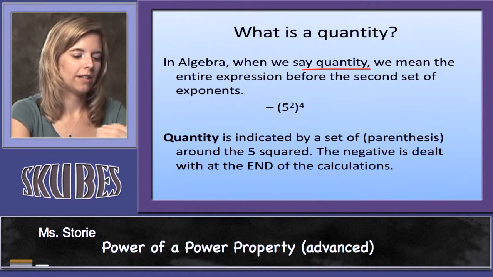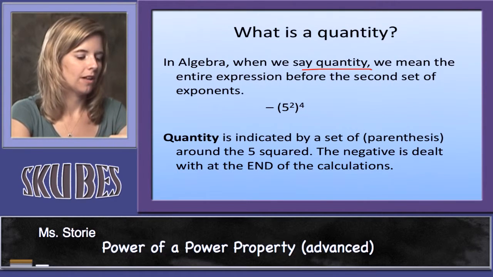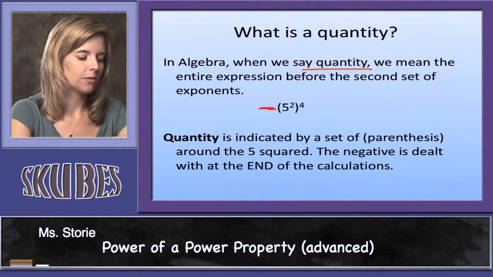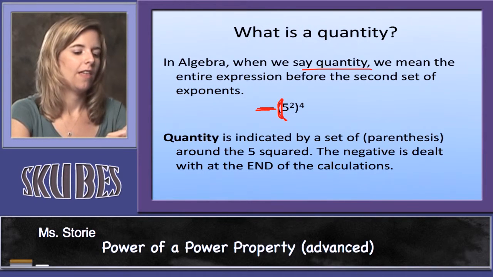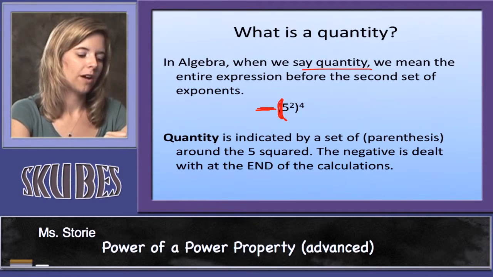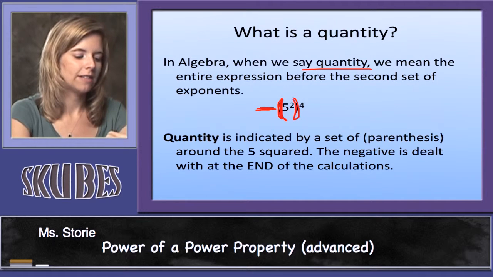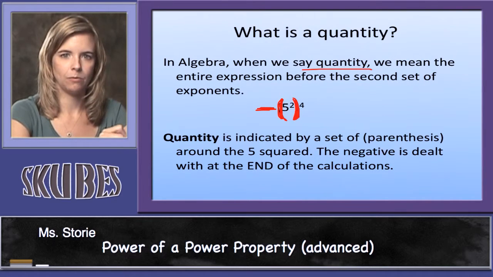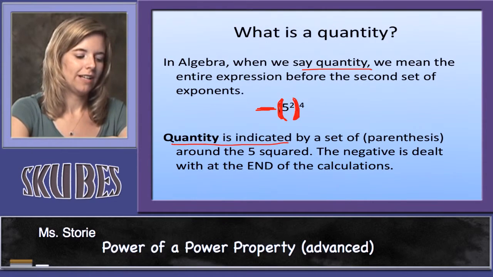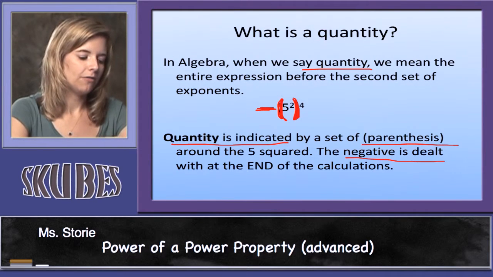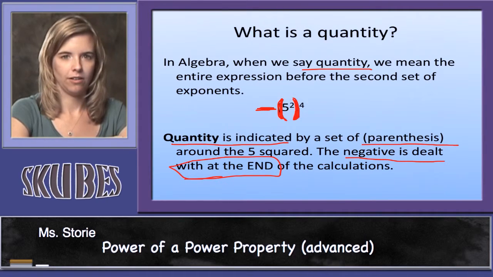But hang on, when we say quantity, what does that really mean? It means that the entire expression before the second set of exponents, or parentheses. For here, when we said the negative quantity, they wanted us to write negative, and the word quantity means you're throwing down a parenthesis. They said negative quantity 5 squared, raised, and the minute they said raised, that means we're closing the second set of parentheses. Raised up to the fourth power. So if you have quantity, it's indicated by a set of parentheses around the 5 squared. We're going to deal with that negative outside the parentheses at the very end of the calculation.